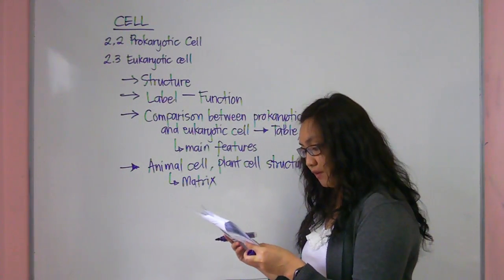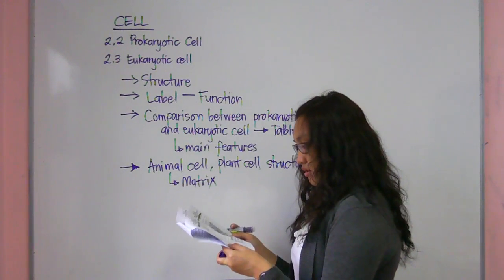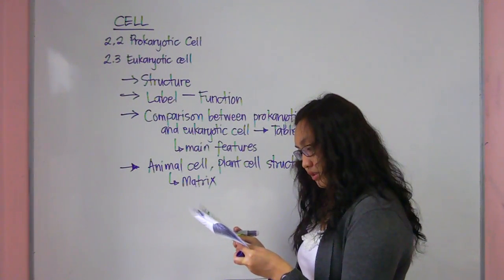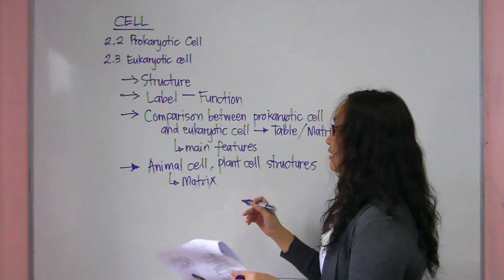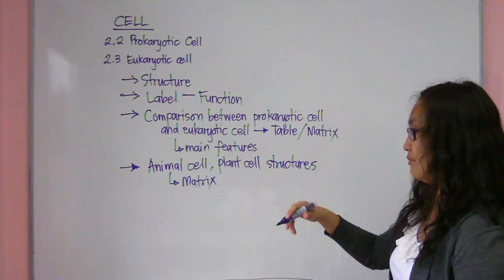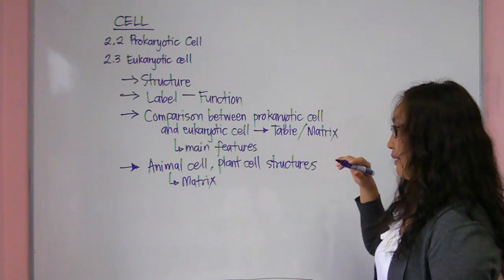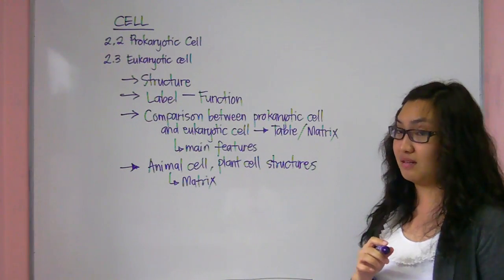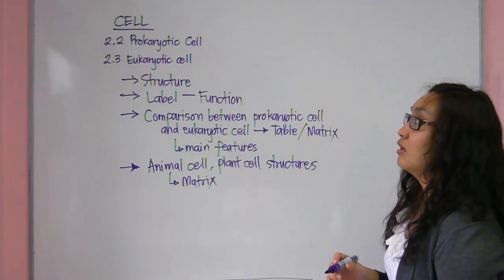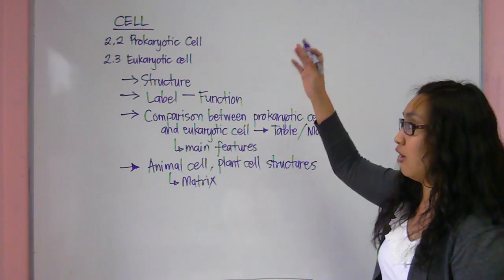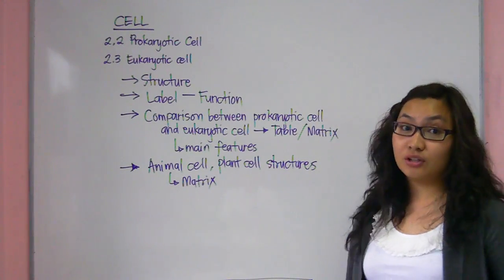Another thing, by writing down the differences between the animal cell and plant cells and writing down the main features of these structures, we might be able to discuss wholly the prokaryotic cell and eukaryotic cell.